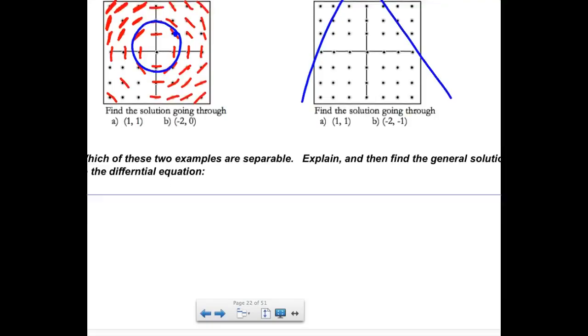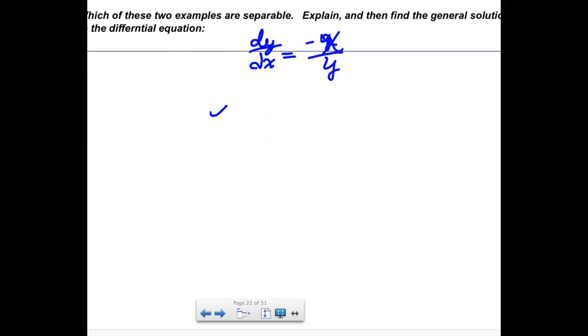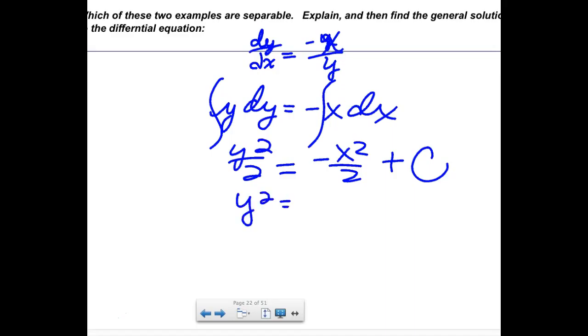It says which two of those up above is separable? The one on the left or the one on the right? Now watch me do it just so you can see it. It was negative x over y, and I'm going to go really fast with the algebra of this, but watch what forms. When I separate, y dy equals negative x dx. Integrate. Y squared over 2 equals negative x squared over 2 plus C. Watch what C ends up being in this particular differential equation. Double everything. Make an even bigger C.